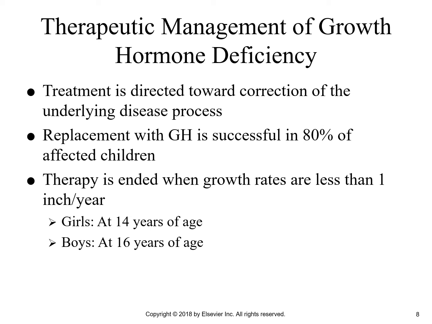So the management would be treatment directed towards correction of the underlying disease process. Replacement of the growth hormone is successful in about 80% of these children. Therapy is ended when growth rates are less than 1 inch per year, girls at about 14 years and boys at about 16 years.